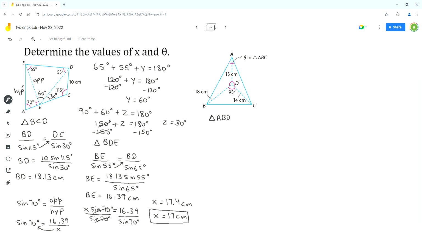Triangle ABD is a right angle triangle. We know the lengths of two sides, AD, which is 15 centimeters, and BD, which is 18 centimeters. We can find the length of side AB using the Pythagorean theorem equation because this is a right angle triangle. In this equation, C represents the length of the hypotenuse, which is side AB.